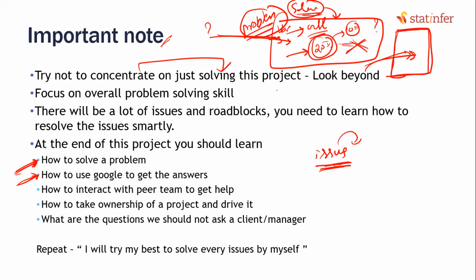Okay. How to interact with peer teams, how to get the help, basically I want you to own this project. You have to take ownership. It should not feel like, I have given you the project, so I have to answer. If you have a question, I am there to answer. No, no, this is your ownership. This project is your ownership. You are driving this project. You are manager of this project. Problems will come. Who will help you in the real world?